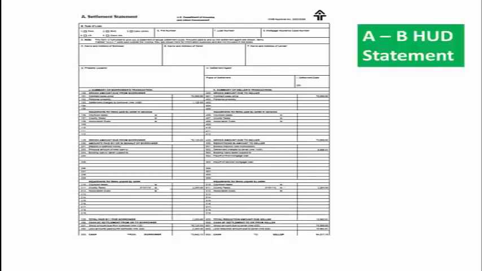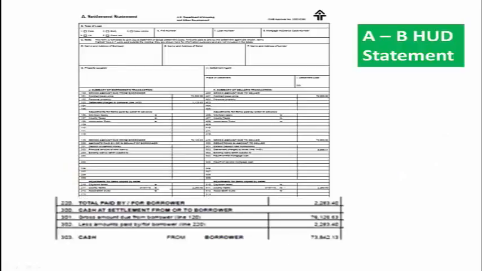So here's the next particular one we're going to look at. Again, this is the A to B HUD statement. Buyer on this side, which is the student in this case, seller on this side. Again, this is the bottom line number that the student needs to close this transaction. And I, again, enlarged it, but gosh, it doesn't enlarge all that well. $73,842.13.